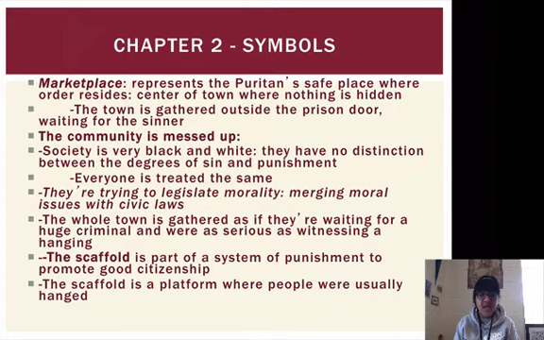And everyone is viewing this as a huge criminal offense, like, we need to witness this. So it's interesting to see how invested they are in punishing adultery. The scaffold is part of a system of punishment to promote good citizenship. If you see people on the scaffold, the idea is that you will recognize that you shouldn't be doing those kinds of things. So it's basically a way of creating a non-example for the citizens of the Boston Puritan colony.